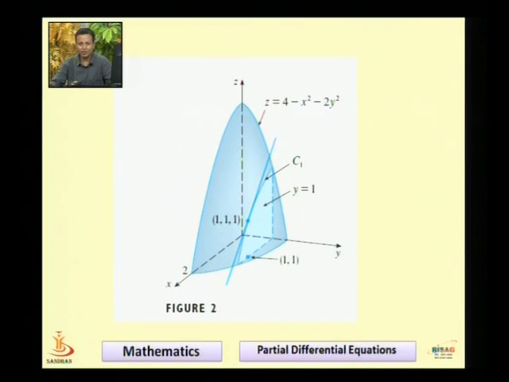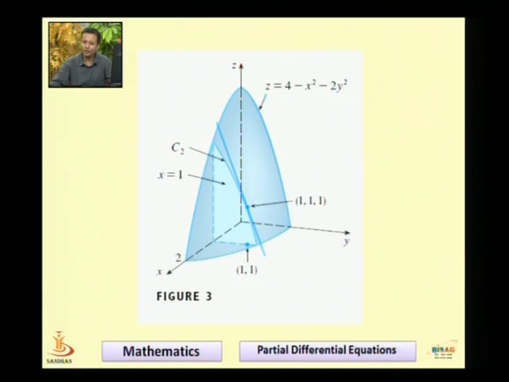So for a particular paraboloid, this example is discussed: z equal to 4 minus x square minus 2y square, which is a paraboloid. Here C1 is a curve obtained by the intersection of the plane y equal to 1 with the surface z equal to 4 minus x square minus 2y square, and the slope of the tangent at the point 1, 1, 1 is nothing but the partial derivative of z with respect to x at the point 1, 1, 1.